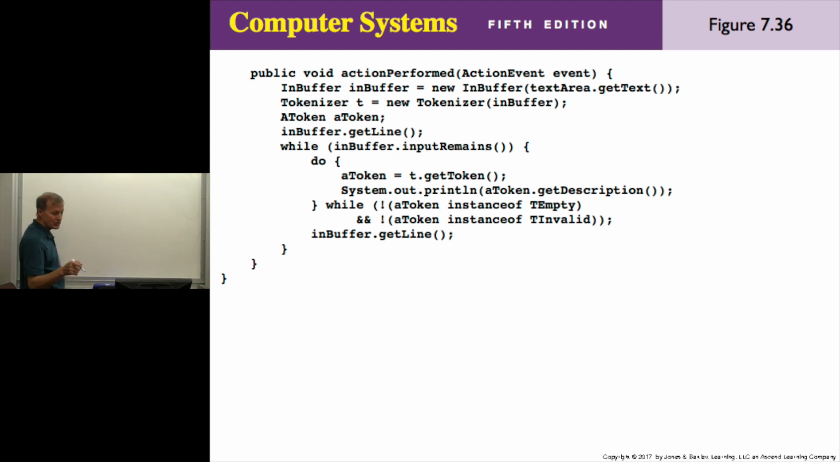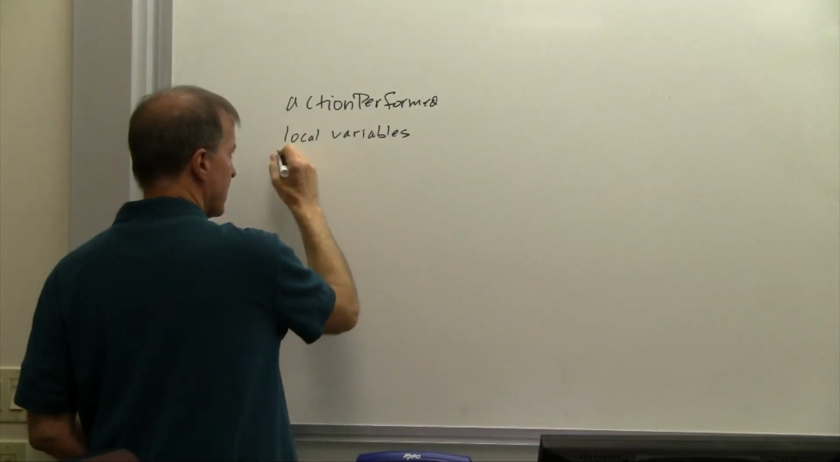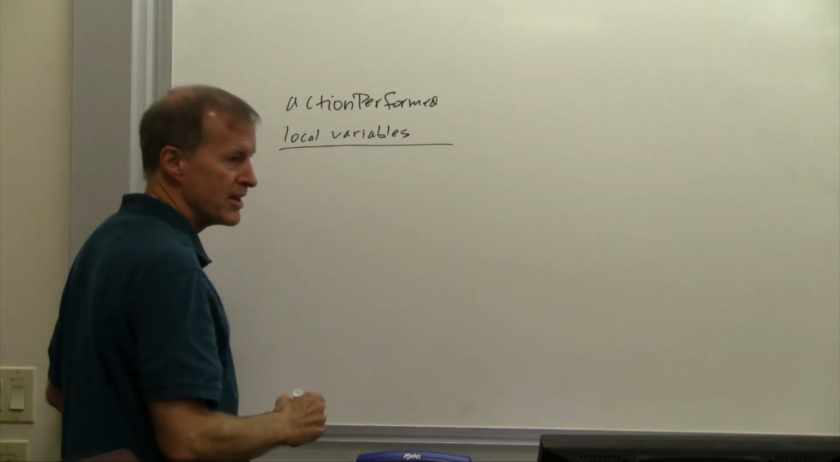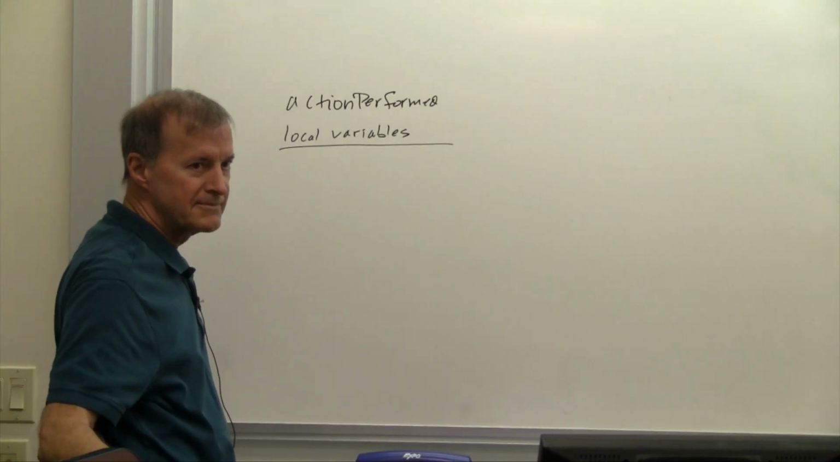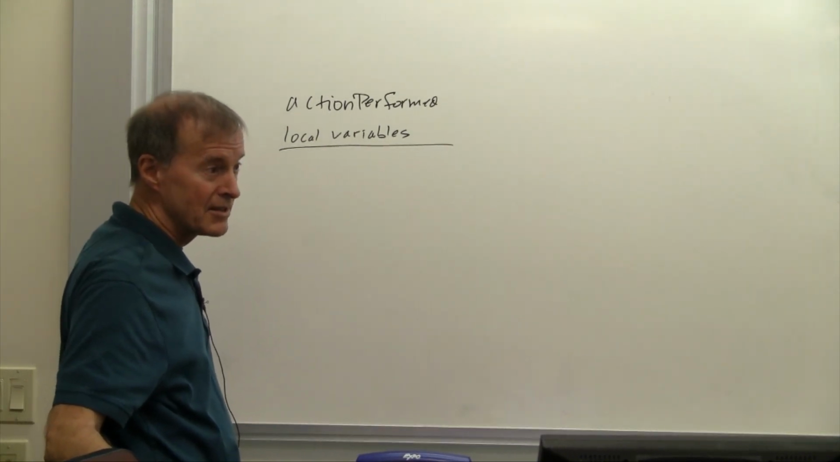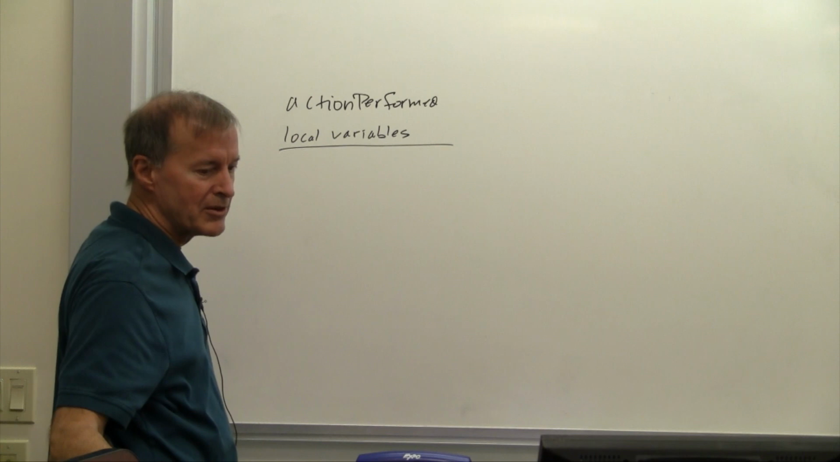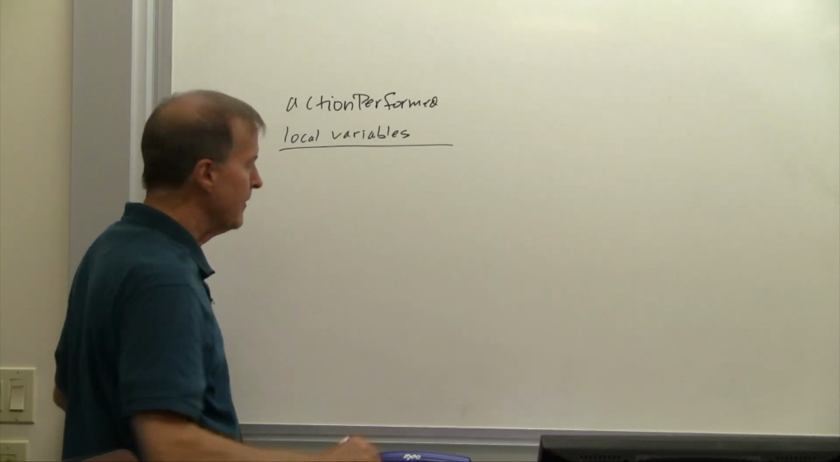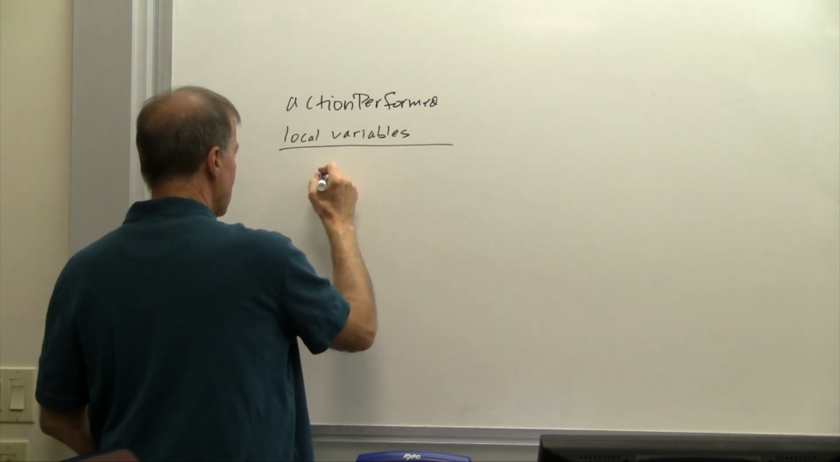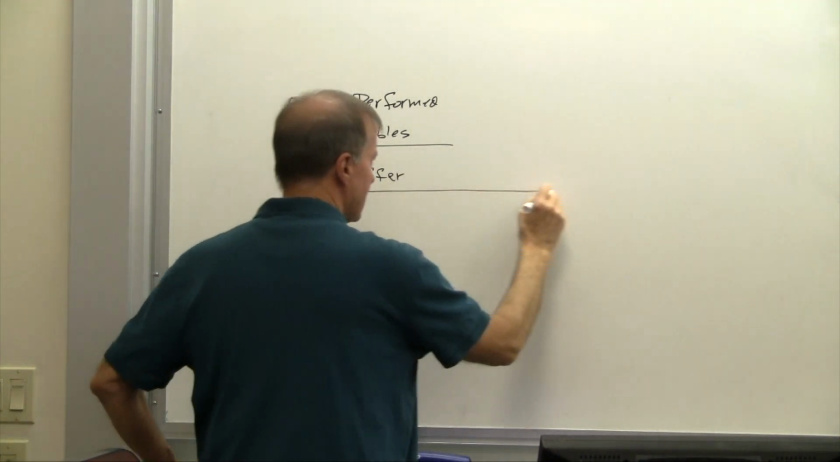Here's what I'm going to do. Let's take a look at action performed. So inside action performed, okay, so action performed local variables. Now that's a local variable, so where is it allocated? On a runtime stack. Yeah, okay. So here's what I'm going to do. We're going to say now what's the name of our variable? In buffer, right? And so our variable here is called, so it's like in buffer.